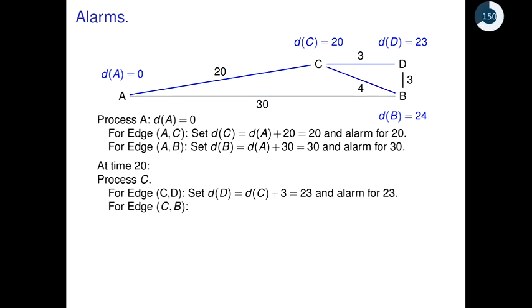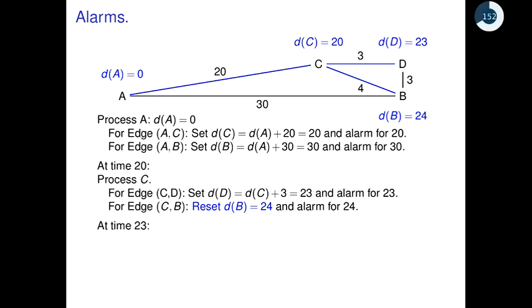Okay? And I also look at this edge C to B. Now what I see for this edge is that its old distance label was 30. But now I see that, wait, I can get there: my distance is 20, and this edge length is 4. So I can reset this distance to 24. Now I see that the old alarm was 30, so I need to reduce the alarm. I need to actually do something at time 24. So I set the alarm for time 24.